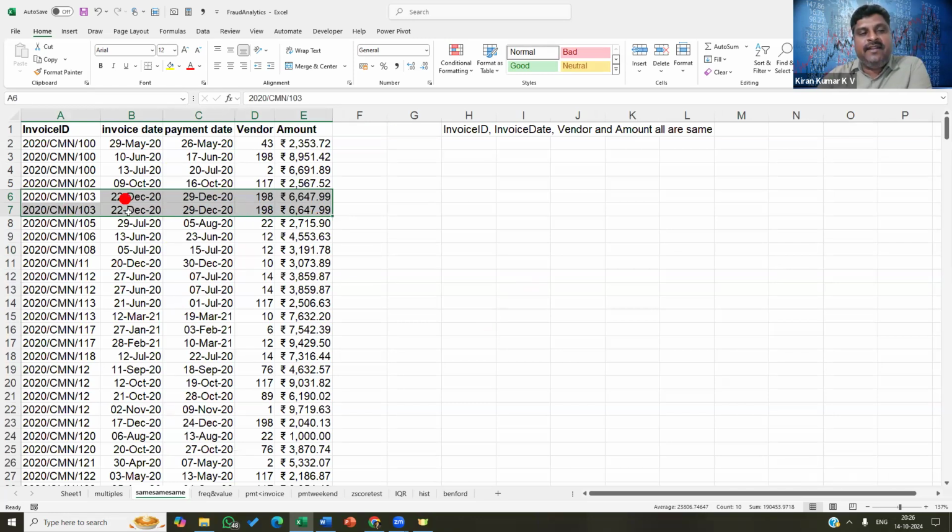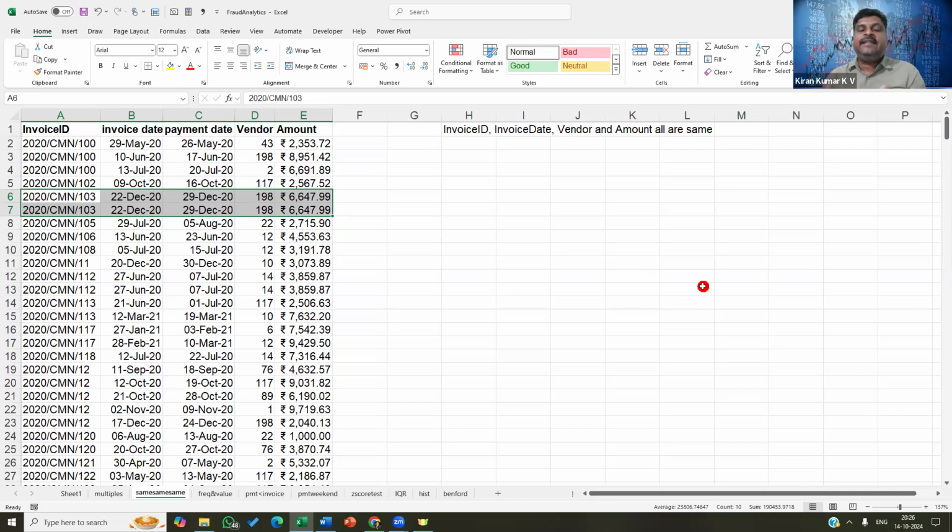They're exactly the same. The vendor number, the invoice ID, payment date, invoice date, the amount, everything is the same. Now, what is the objective of the fraudster in creating such a fake invoice? He's thinking, I'll create a fake invoice, and one of the invoices, of course, is a fake one, and I'm going to misappropriate the money from that invoice, the amount of 6,647.